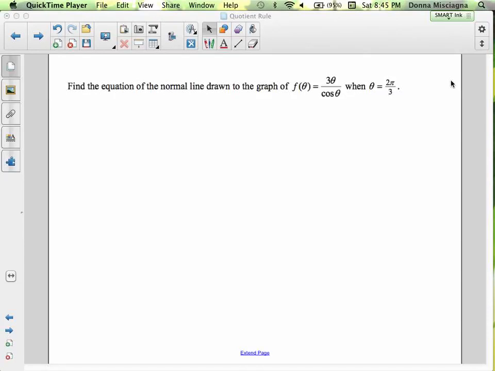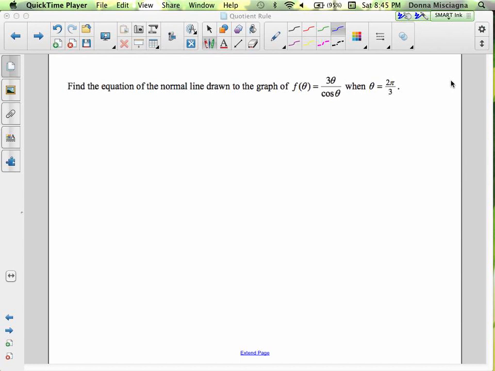All right, so let's find some derivatives of functions using the quotient rule. Find the equation of the normal line drawn to the graph of f(theta) = 3 theta divided by cosine theta when theta is 2 pi thirds. So first of all, we're going to find the derivative. This is the quotient rule because we have a quotient.